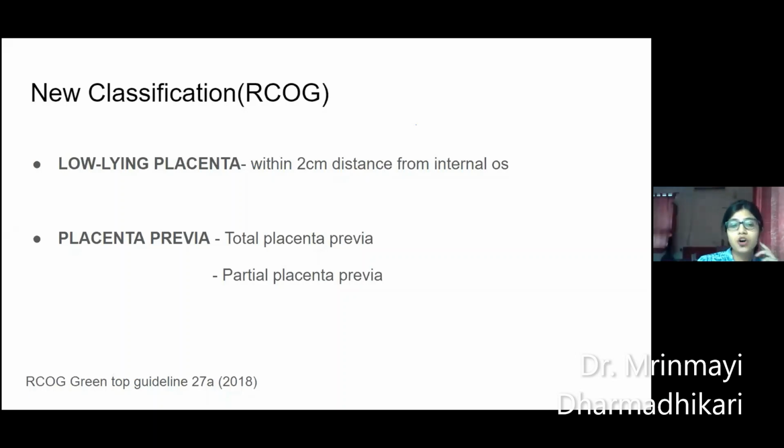So I would request all of you to please go through the RCOG Green Top Guidelines number 27A. It has been modified in 2018, and it gives a brief overview of management as well as entities of antepartum hemorrhage such as placental abruption and placenta previa. So please go through these guidelines. It would be of help to you.